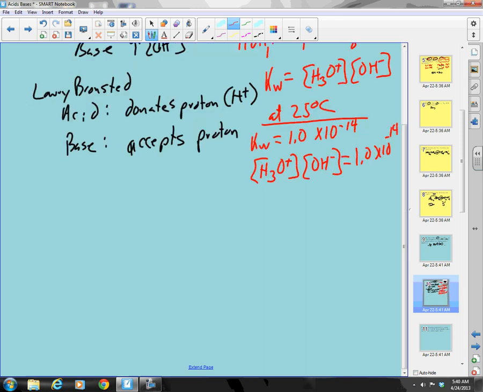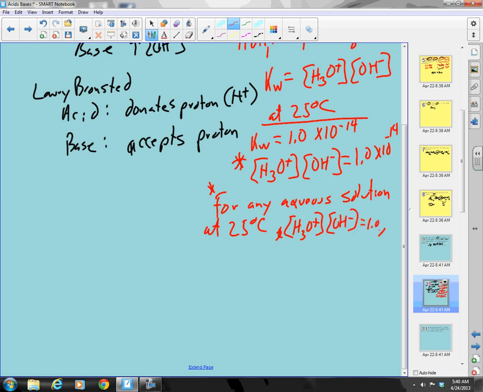Now, let me say something about this. This is a big deal. What we're saying is for any aqueous solution, and what does aqueous mean? Dissolved in water. For any aqueous solution at 25 degrees Celsius, the concentration of hydronium times the concentration of hydroxide equals 1.0 times 10 to the minus 14th. That's a big deal. We use that a lot.